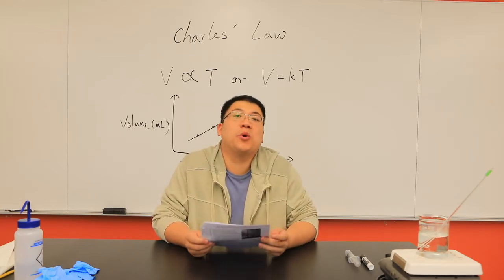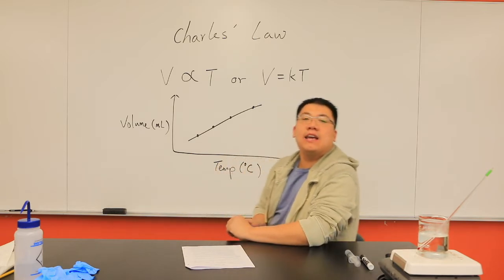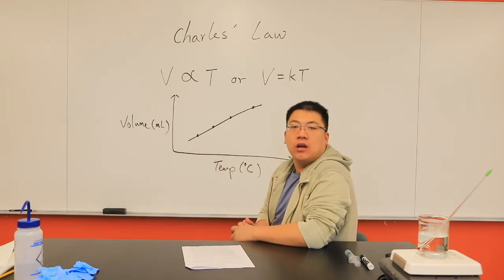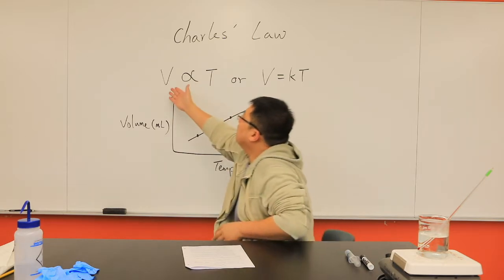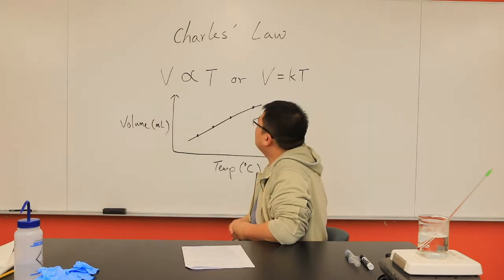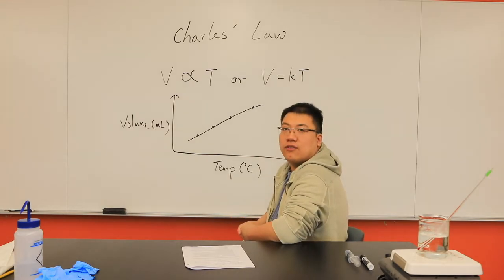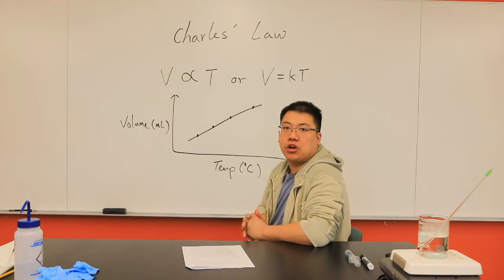In today's experiment, we're going to explore Charles's law, that relates volume with temperature. On the board I have the equation V is proportional to T: the volume is proportional to temperature, or in other words, volume is equal to a constant times the temperature.